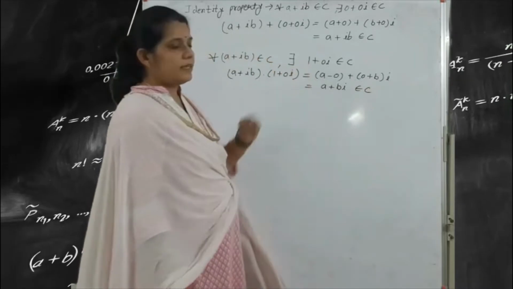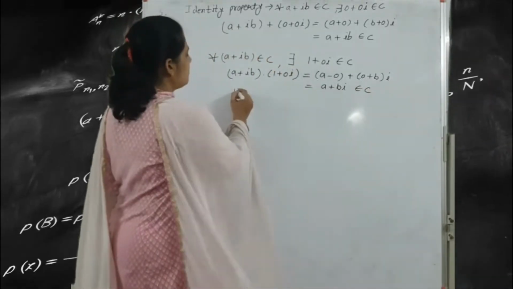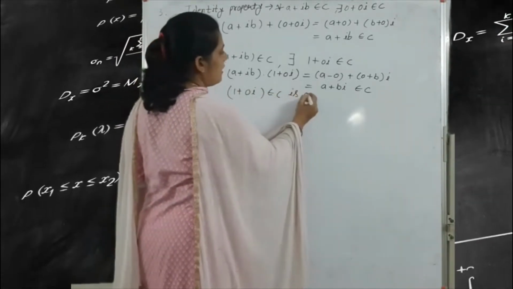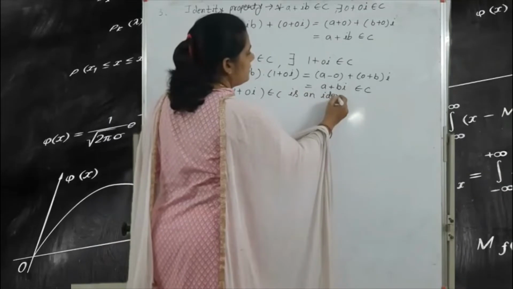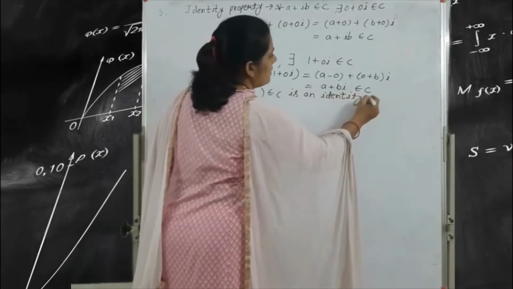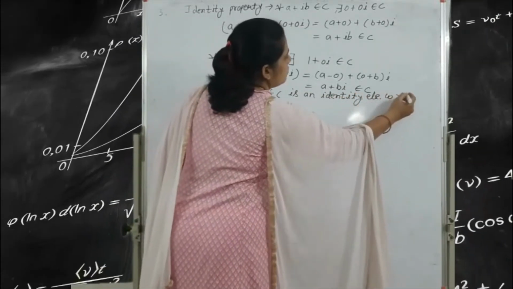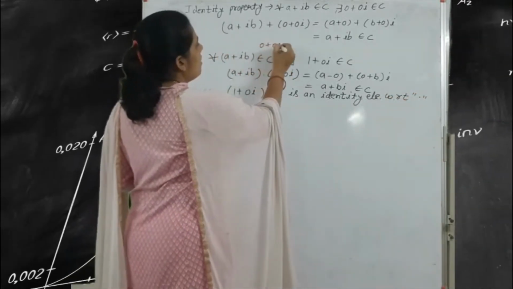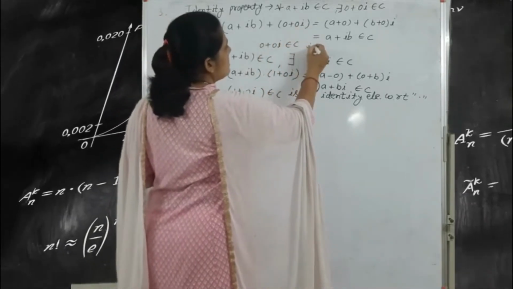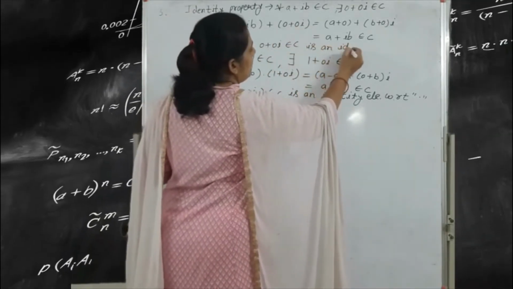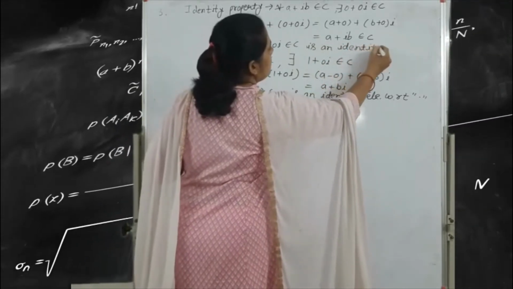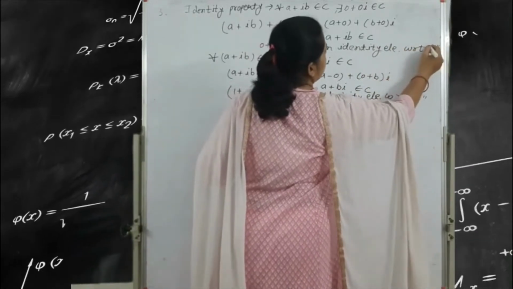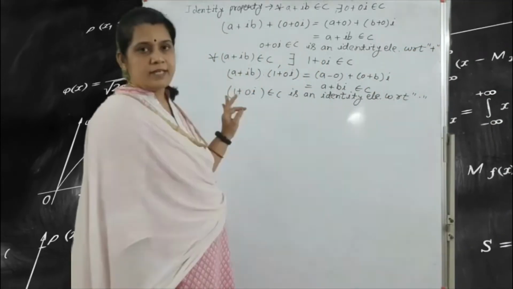That means we can say that 1 + 0i, which belongs to C, is an identity element with respect to multiplication. And 0 + 0i, which belongs to C, is an identity element with respect to addition. So the third property is also satisfied.